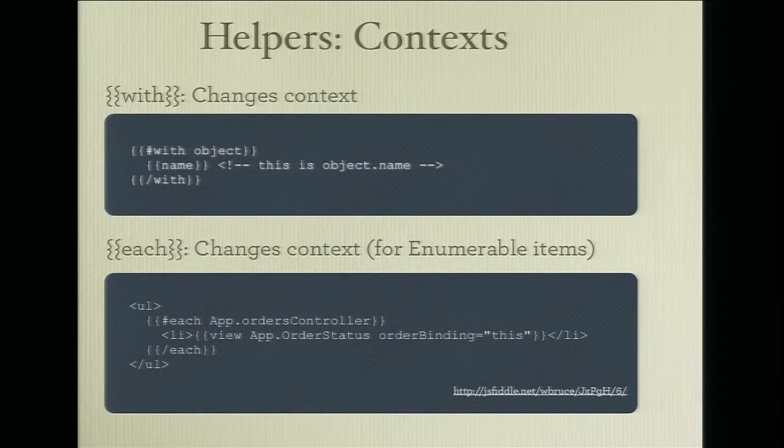Oh, OK, we're going to do each right now. I'm enumerable, so I'm going to iterate over the content. And this, in the context of that each, is that particular object, that particular order. With, up above, allows you to temporarily change the context of whatever enclosed content you have. So if you want to say, you know what, I'm going to do a bunch of stuff on an order right now, and I don't want to have to do order dot all over the place, you just wrap it in a with order, and then within that scope, you can just refer to the properties by their plain names.